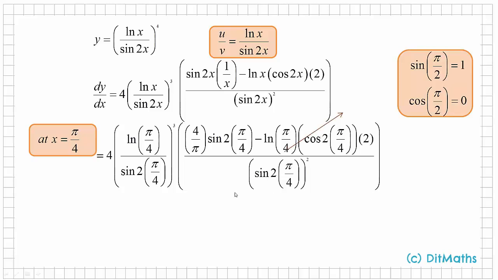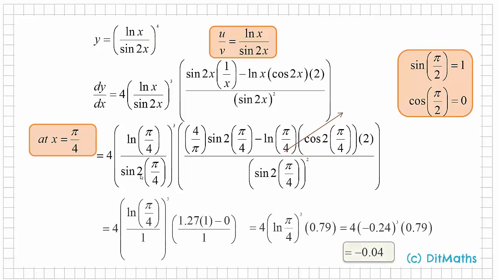Now anywhere that we have sine of pi over 2, we could write 1. So here 2 times pi over 4 is pi over 2, so this becomes 1. 4 over pi is 1.27. Again, sine of 2 times pi over 4 is going to be 1, and the bottom here will be 1. So the expression simplifies to the following, which is just 4 times the log of pi over 4 all to be cubed times 0.79, which is 4 times this expression, which is minus 0.04.